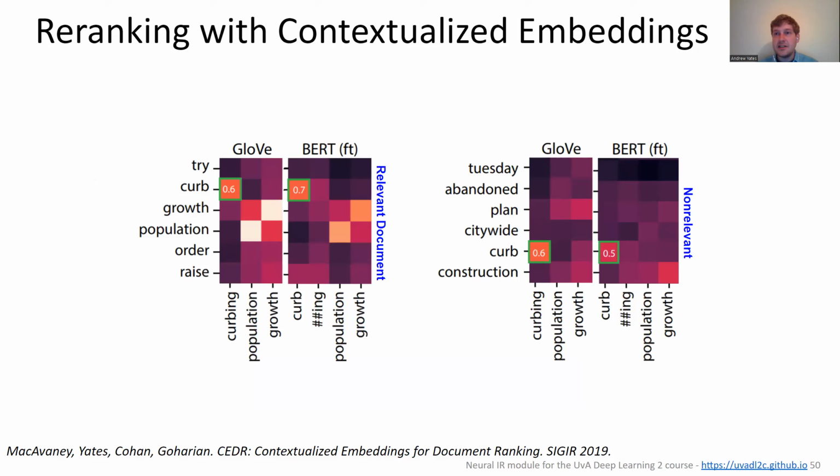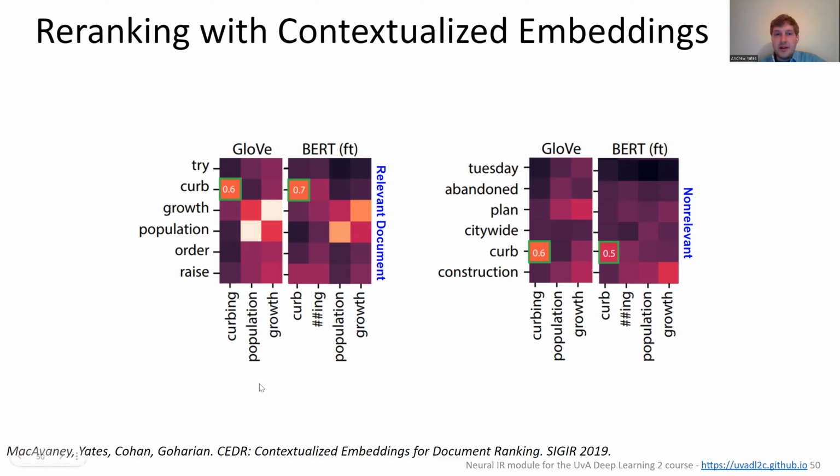This paper has some figures that I think give a nice intuition of why BERT is helping here, why the contextualized embeddings specifically are helping. So I'd like to take a minute to unpack these. So on the left, we have a relevant document. On the right, we have a non-relevant document. In both cases, on the x-axis or on the columns, we have the query, so curbing population growth. It's always the same. And on the rows or the y-axis, we have some snippet from a document.